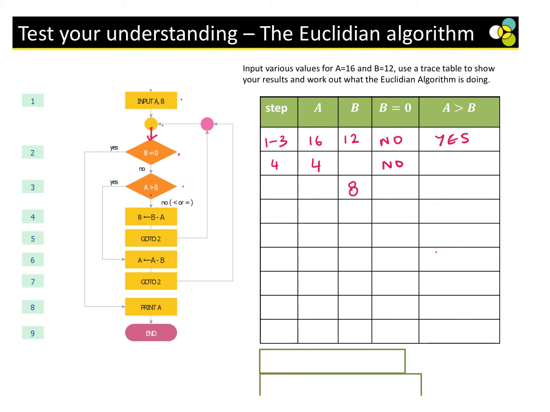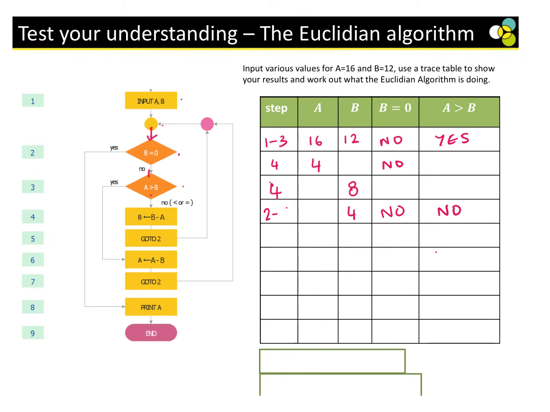Okay, where am I now? Step 4, 5? Okay, then go to 2. Back round I go to 2 again. Does B equal 0? No. Is A greater than B? No. Okay. B is B minus A. 8 minus 4, which is 4.